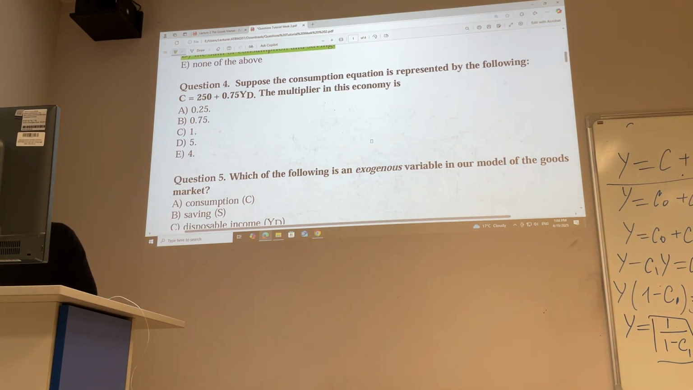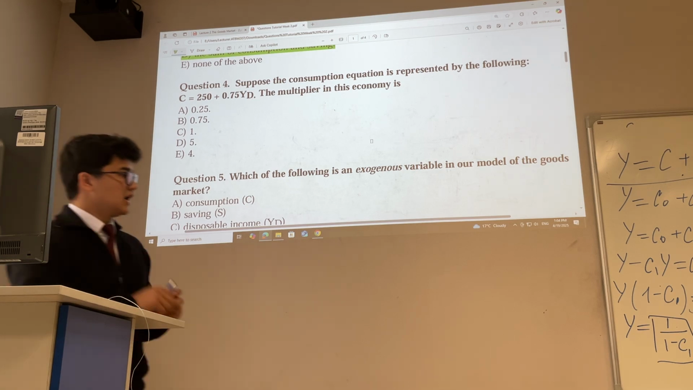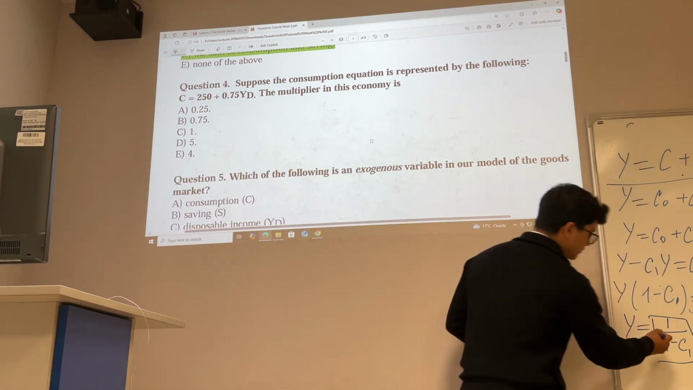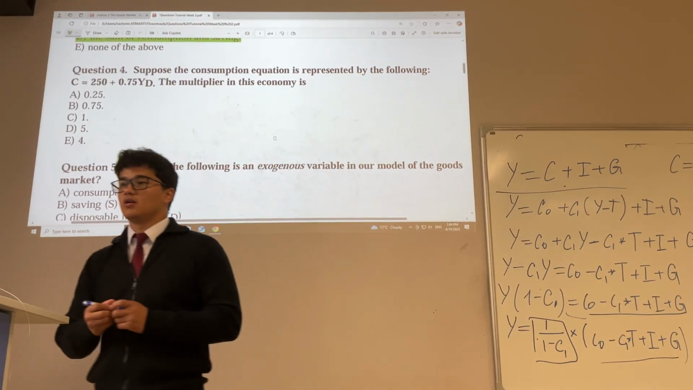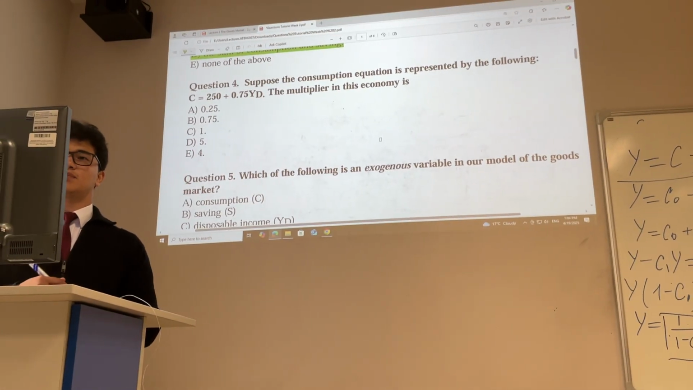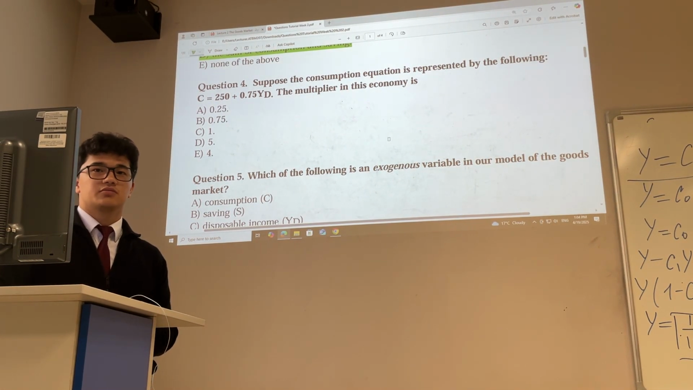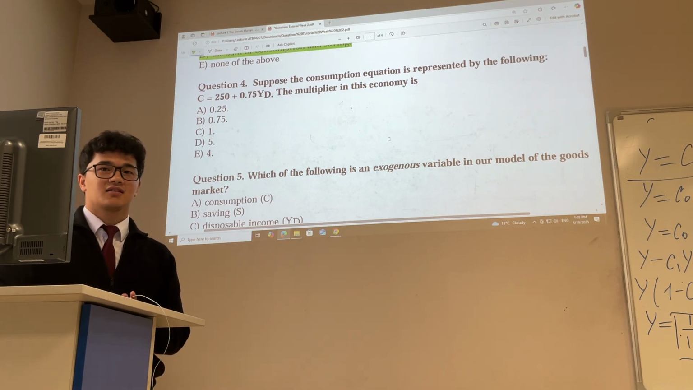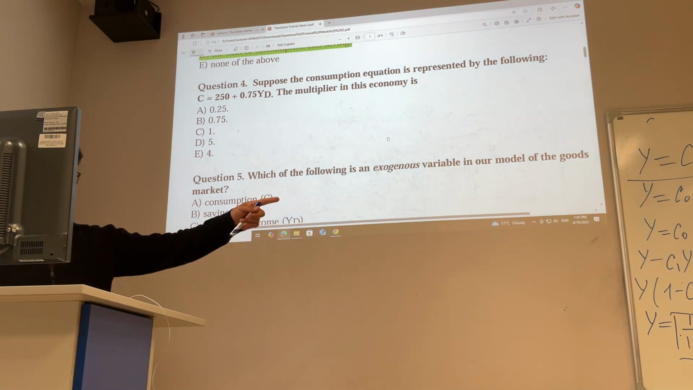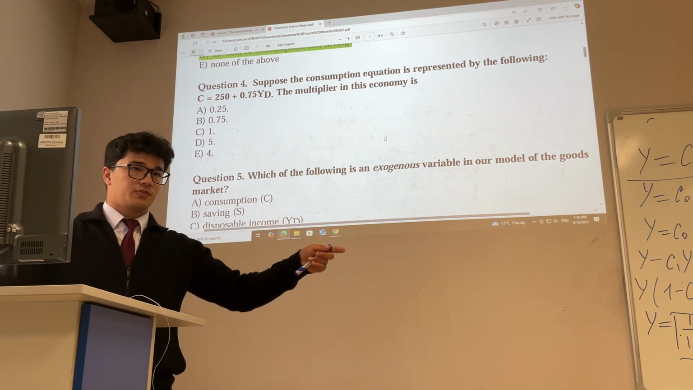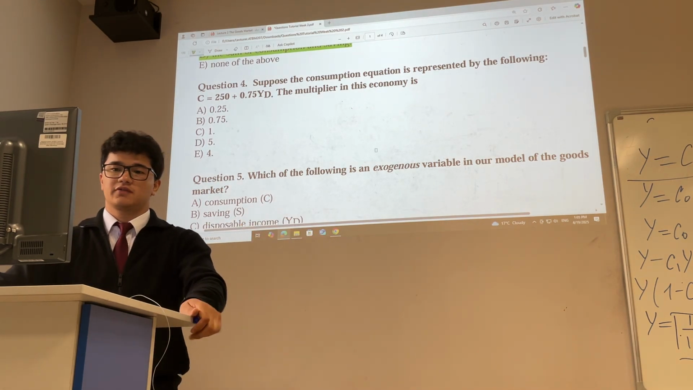Multiplier. Here is the multiplier, and what is our propensity to consume? 0.75. You'll find the multiplier then. 4, right? 1 minus 0.75 is equal to 0.25. 1 divided by 0.25 is equal to 4.